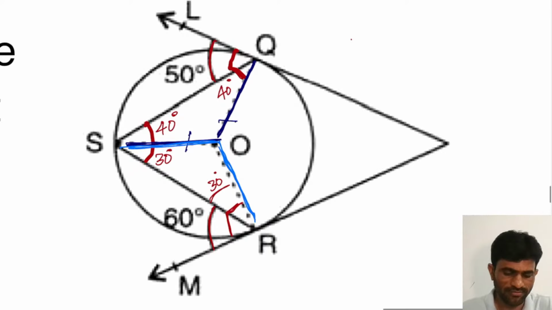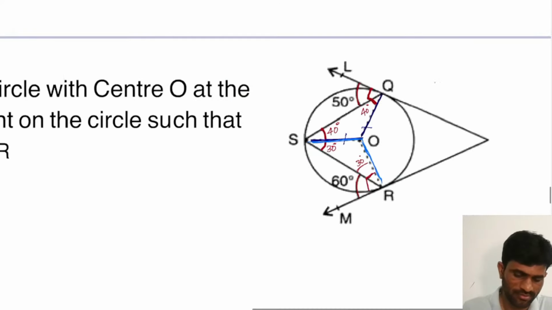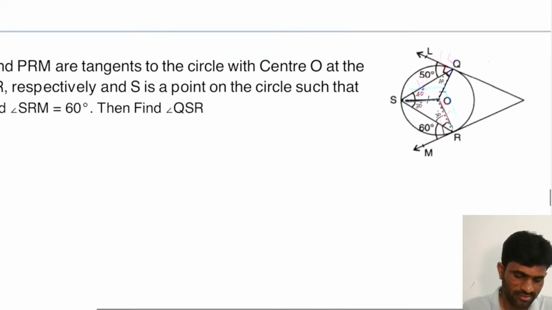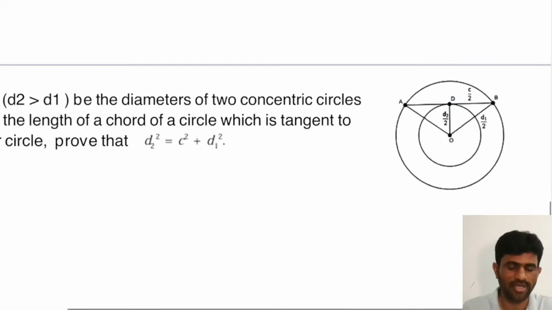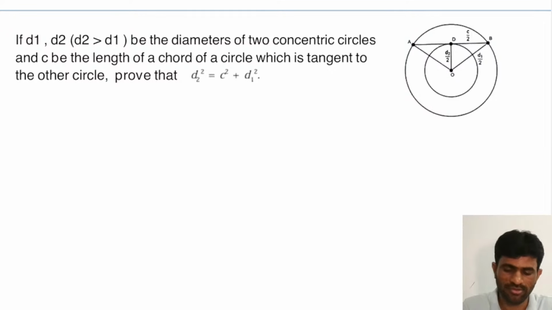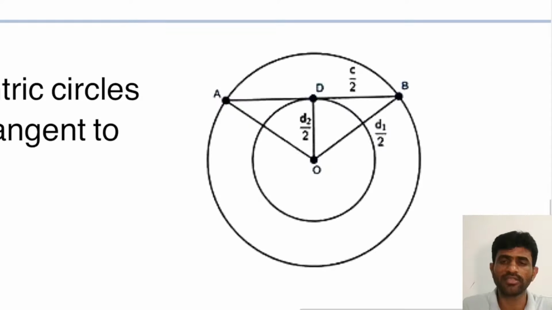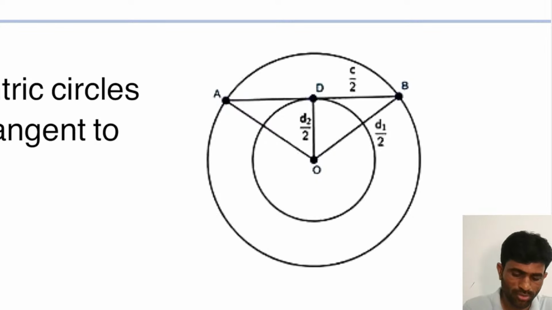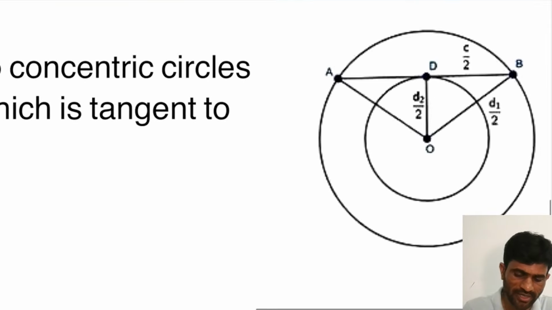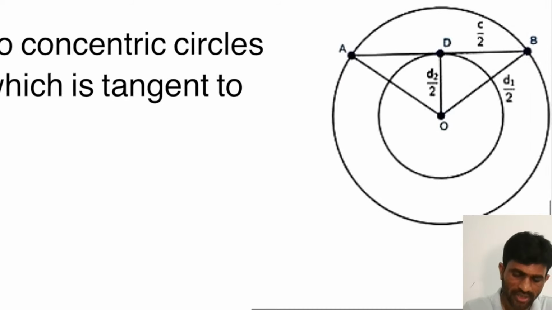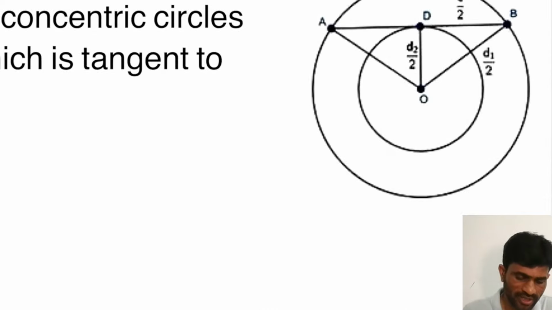So next question, we have to prove this. Okay, here the answer is already given, we have to prove this. What in this figure do we have to prove? C square plus D2 square is equal to D1 square. To prove this, we take this right angle triangle. Which triangle? BDO, ODB we will take. Triangle ODB, if you see, is there like this.